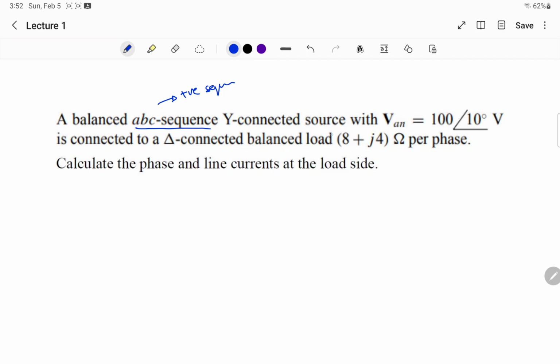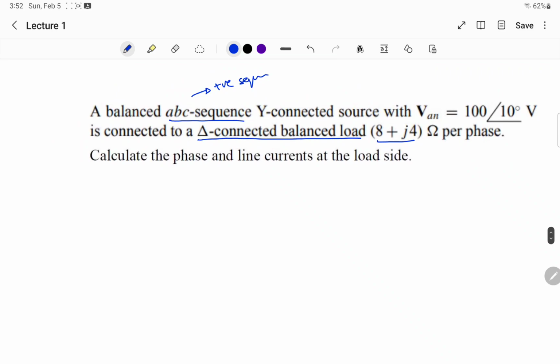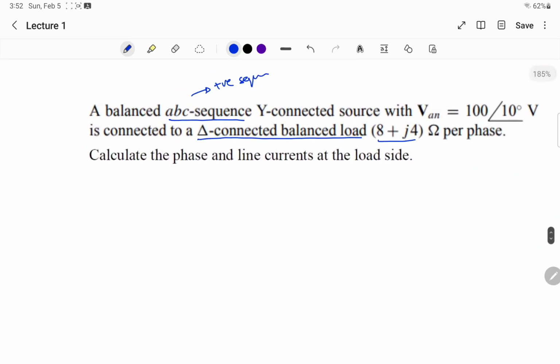We have a Y connected source with VAN equals 100 angle 10 degrees. And our load is a delta connected balanced load, where 8 plus j4 is per phase. Calculate the phase and line currents at the load side. Now let's draw the load. Okay, let's first draw the source, because the sequence is determined by the Y connected source.